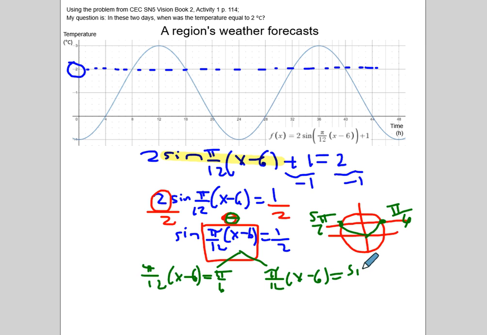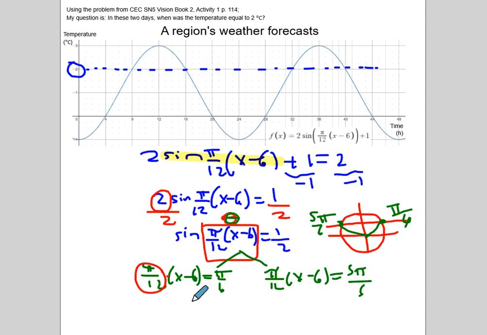And after that, you just have to isolate to figure out your x. Because there's some fractions involved, I know some of you might find it a little tricky. So the first thing here, you need to get rid of that, and it is multiply. So that means on the other side, you need to divide.